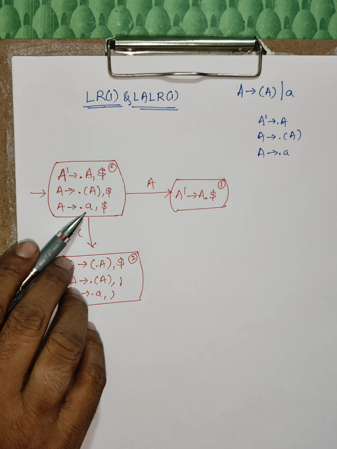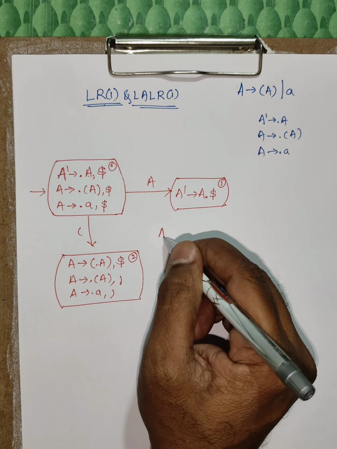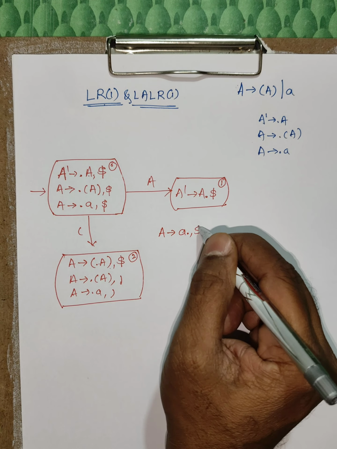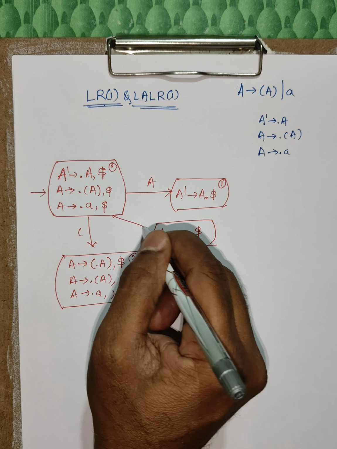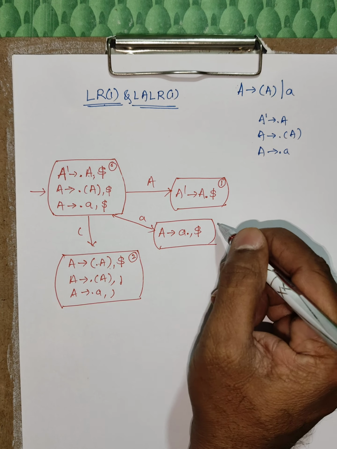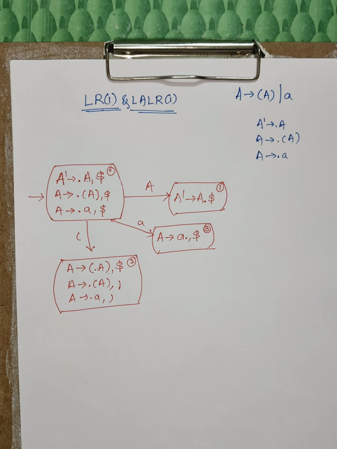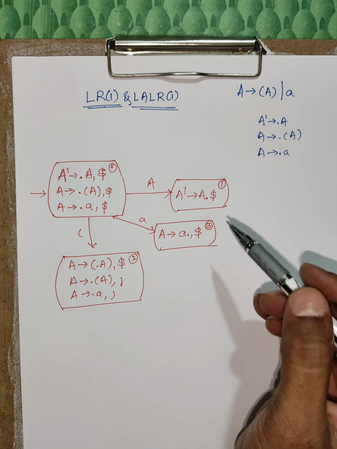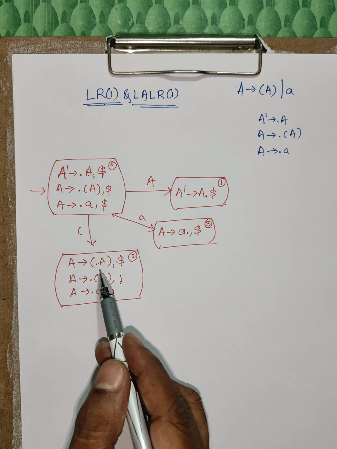And state 3, transition on A. During transition the lookahead is the same: A produces a dot, comma, dollar. This is the transition on A. State 1, 2, then this is 3. Next, expand state 1. State 1 is the final state. This is stop.